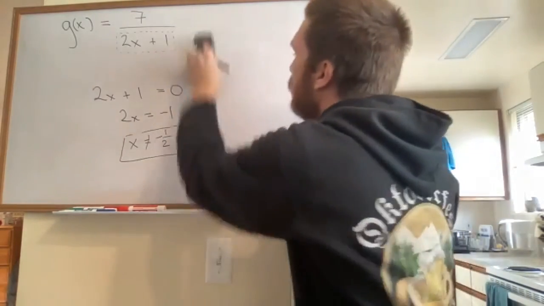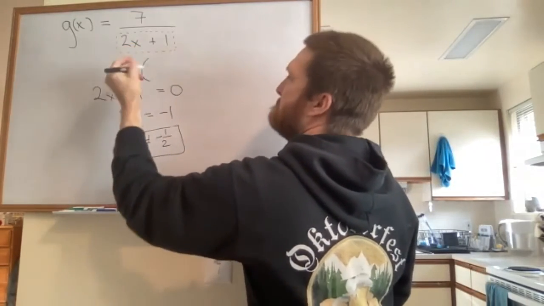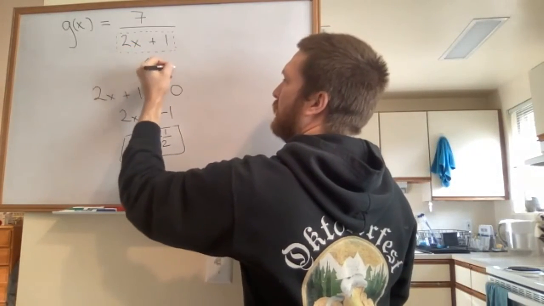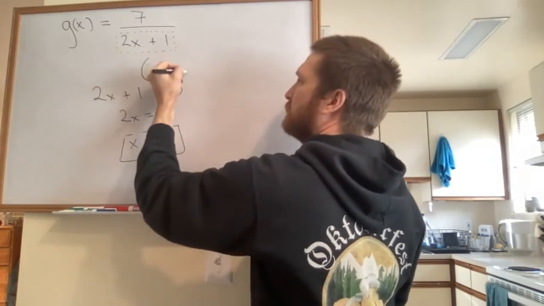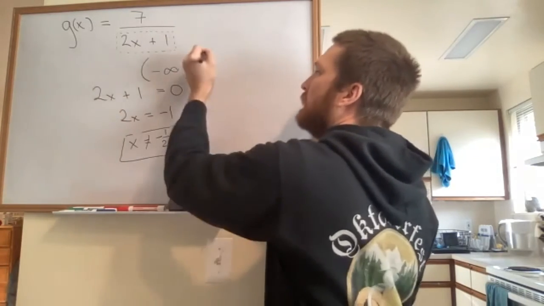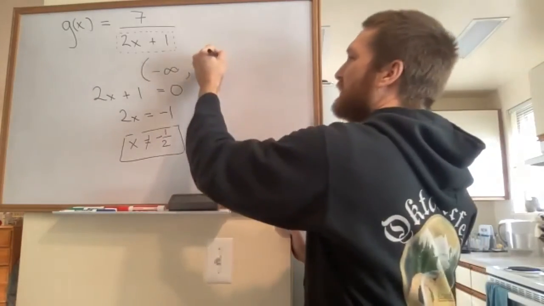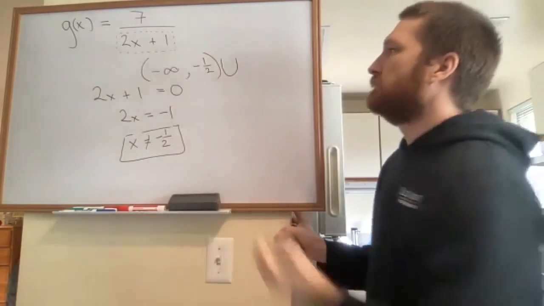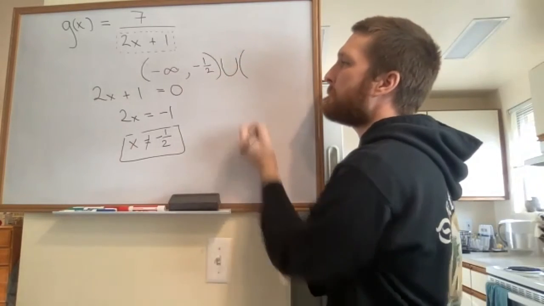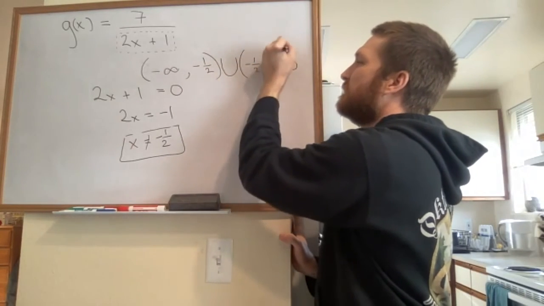We never include infinity because infinity is not a number. It's a constant. Okay. And so you're telling me we have a soft bracket. Negative infinity, comma, -1/2, soft bracket. And then you do that U symbol, right? Union. And then a soft bracket, -1/2, comma, infinity, up to infinity, soft bracket.